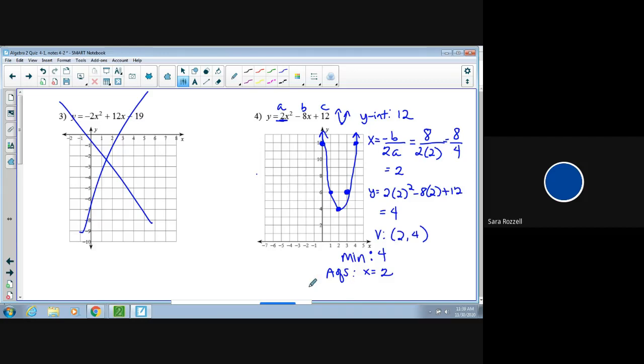And our domain and range. Domain is all reals. And your range, we're going to be more than 4 because everything is above it. Y is greater than or equal to 4.